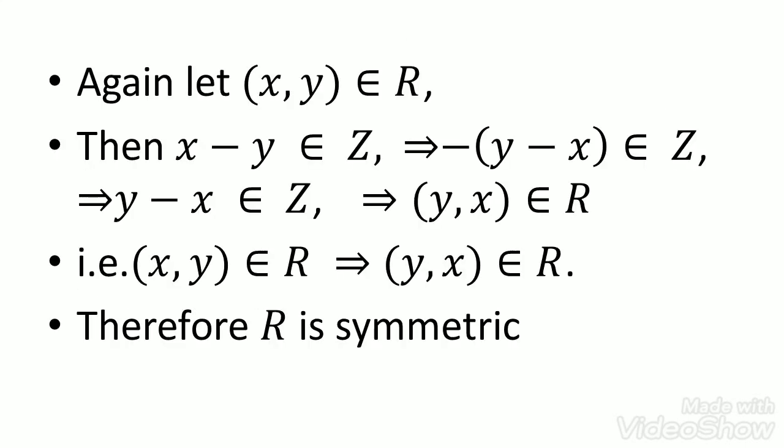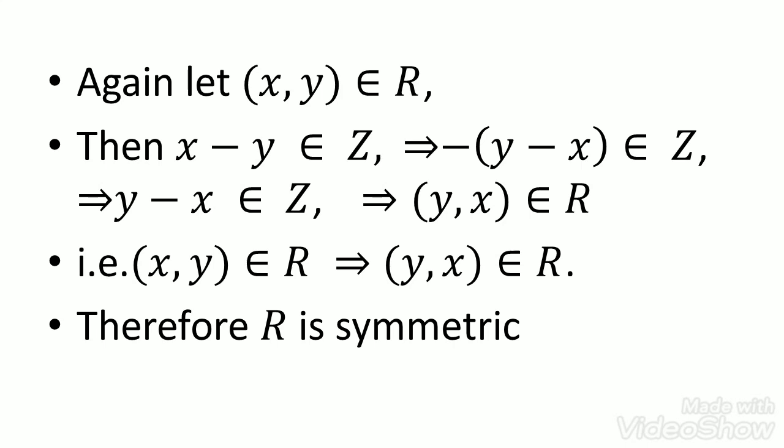Again, let (x, y) belong to R. That means we consider a pair (x, y) from R. Then by the definition of R, x minus y must be an integer. Now if x minus y is an integer, then x minus y belongs to Z, and that implies that minus (y minus x) must also be in Z. We are just taking common that minus sign. Now what can I do? If minus (y minus x) belongs to Z, then y minus x must also belong to Z.